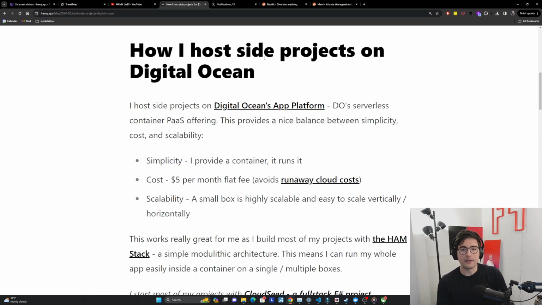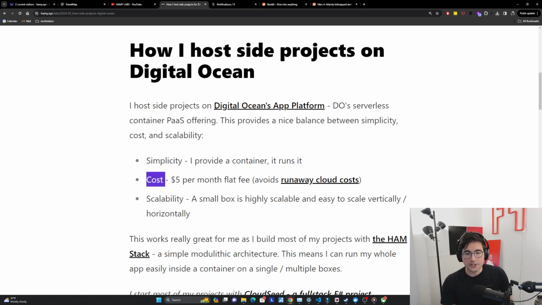Okay, how I host side projects on DigitalOcean. So I host side projects on DigitalOcean's App Platform, which is DO's serverless container platform as a service offering. This provides a nice balance between simplicity, cost, and scalability. So it's very simple. I just provide a container and it runs it, and I develop everything in containers anyway. So it's as simple as, if it runs on my machine, it's going to run on theirs.